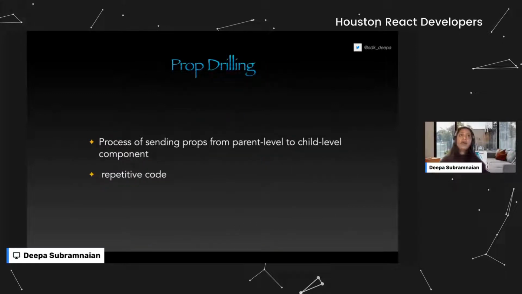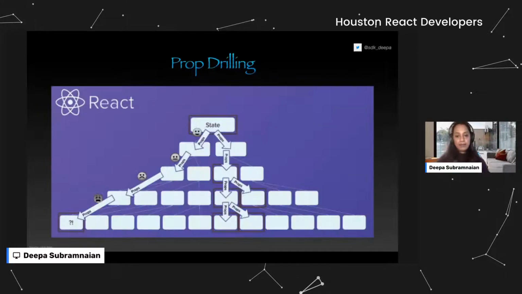So now, what is prop drilling? React has this feature called props, which are nothing but properties. You can pass these props from a higher-level component, from a parent component, to a child component. And this is called prop drilling, which results in repetitive code. Keeping track of these properties in each component was like this. If you can see, it starts off at the top, and then when you go all the way down, it's very similar to callback hell in JavaScript. So you have to keep track of every single prop that you use here.